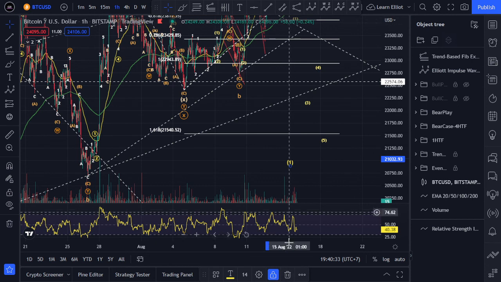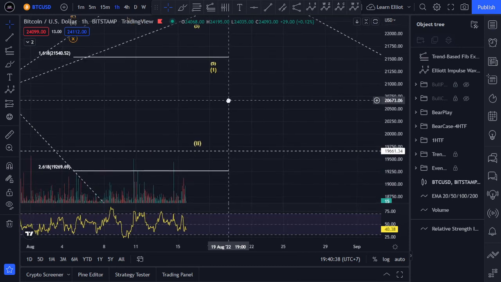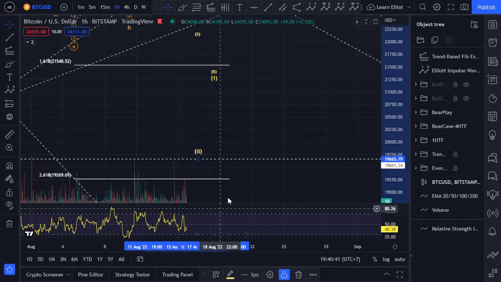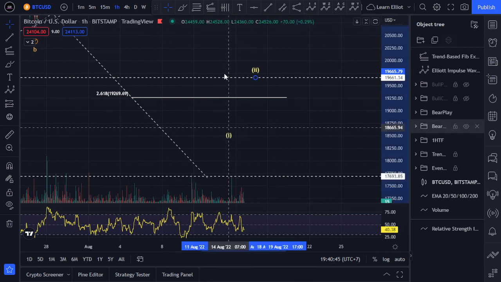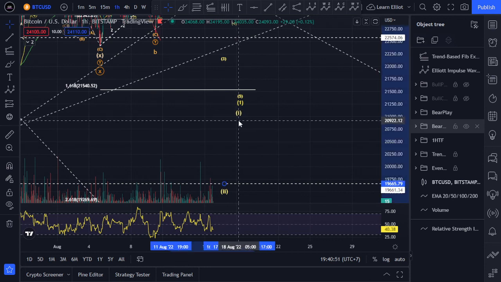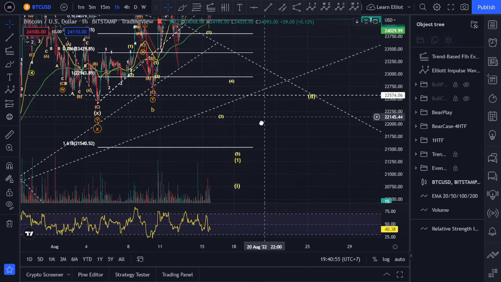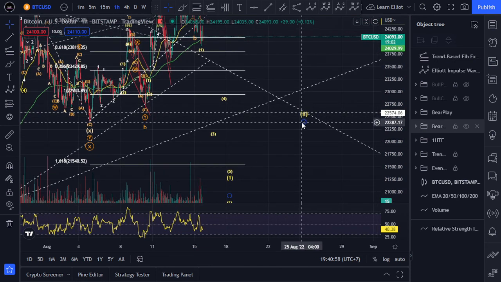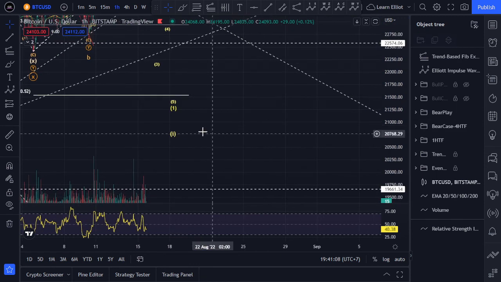With that being said, it will complete the first sub microwave of the first wave. It's somewhere around 21,500, and 782 will be the ideal target for the second wave, the correction of the second wave.